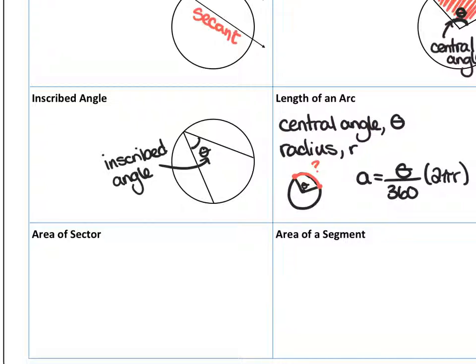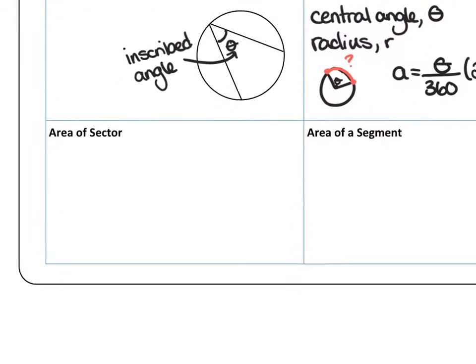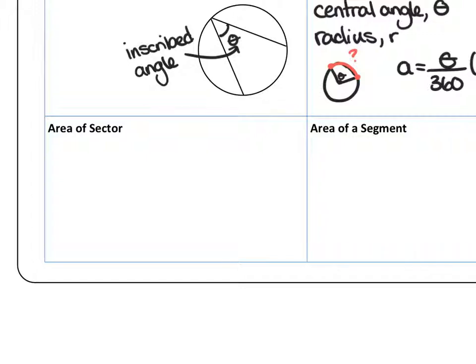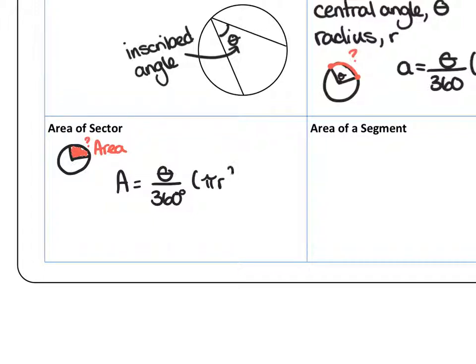All right. The area of a sector. In this case, we need our central angle and our radius, because here we're finding the area. Our formula for that is theta over 360, so our central angle divided by 360, times pi r squared.